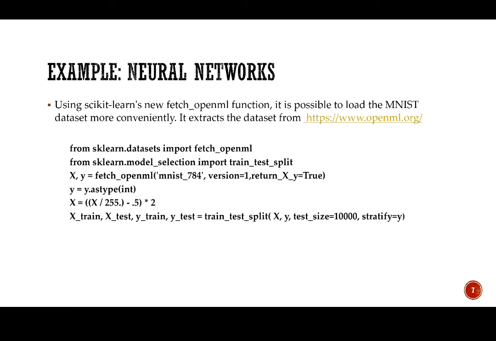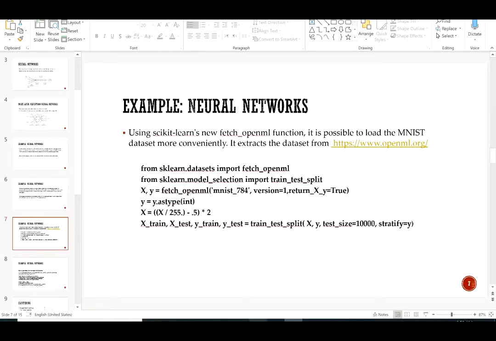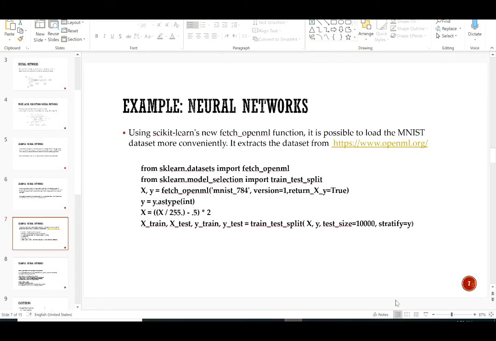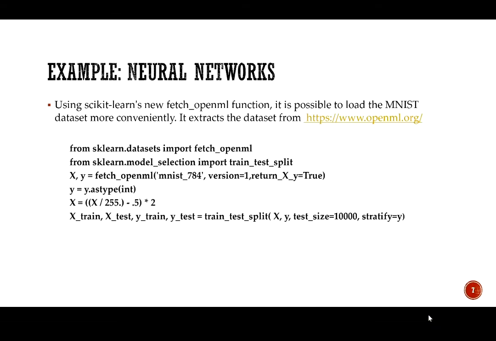Using scikit-learn's new function named fetch_openml, it's possible to load the MNIST dataset more conveniently. So technically this function extracts the dataset from this website. So if you click on this website, it directs you to this page, OpenML. So you can find or add data to analyze and so on. So as you can see here, first we need to import the fetch_openml function, which is under sklearn.datasets.